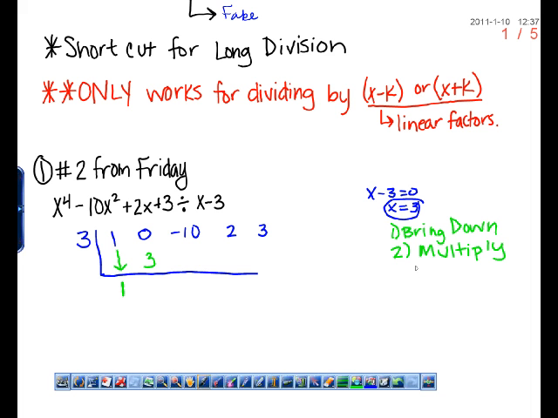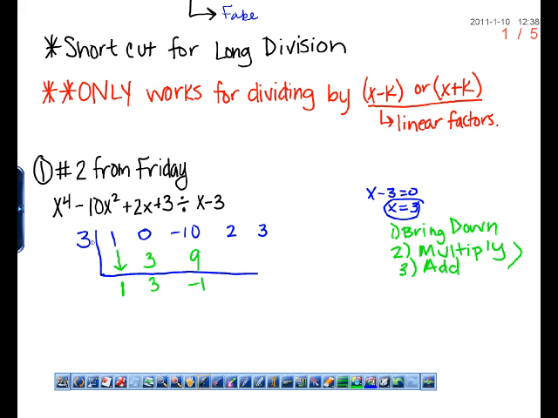After I multiply, I'm going to add. 0 plus 3, 3. Okay, and I'm just going to keep repeating these two. So now we multiply again. 3 times 3 is 9, so I write my 9 in right here. Negative 10 plus 9, negative 1.